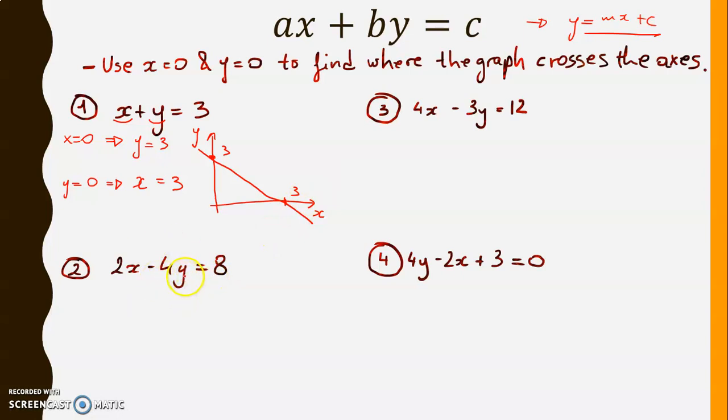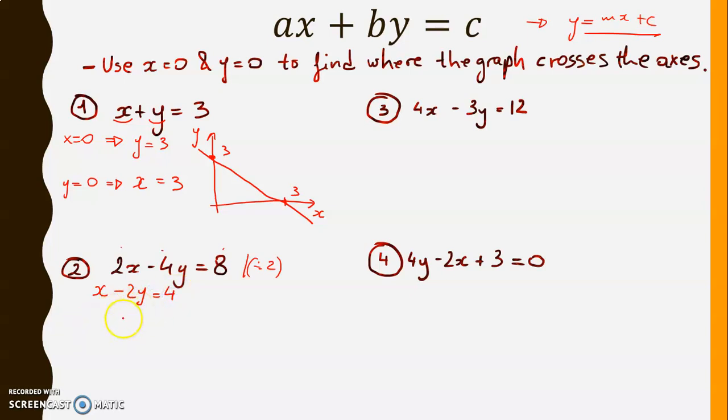Alright, next example. 2x minus 4y equals 8. Now in this case, we could actually simplify this because 2, 4 and 8 are divisible by 2. So let's make this simpler and divide everything by 2. So we end up with x minus 2y equals 4.